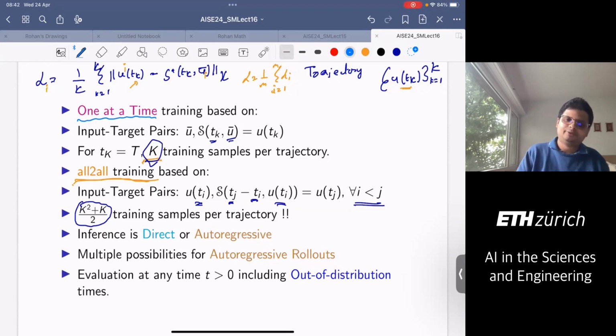So what about the inference? At the time of inference, what do we do? The inference can be set up to be direct or autoregressive. Let me try to explain this again.